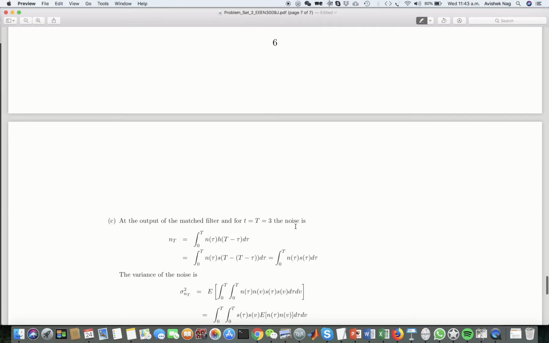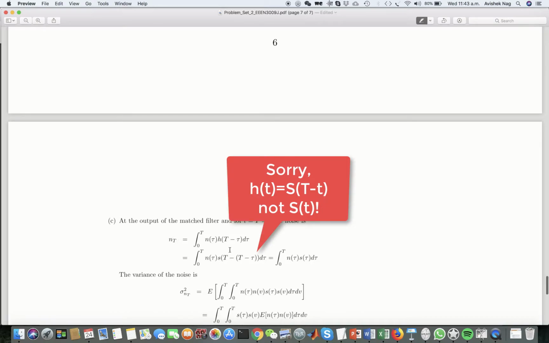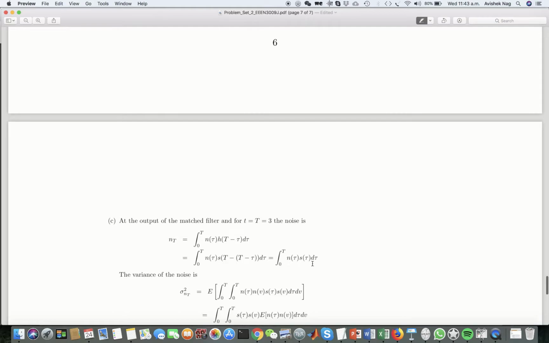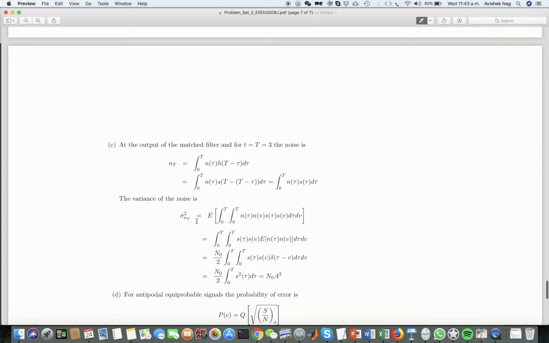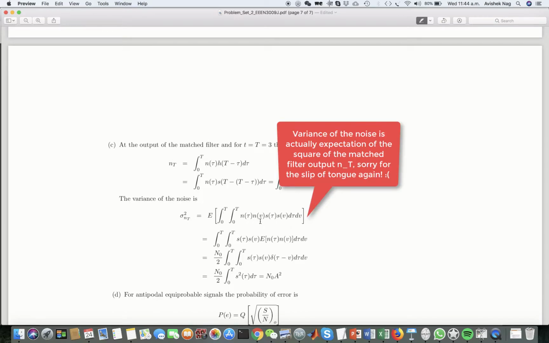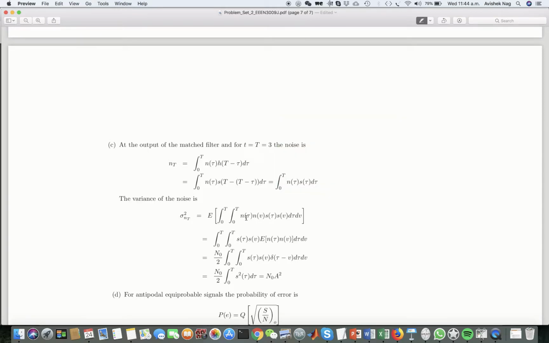At the output of the matched filter, the noise will be n(tau) convolved with h(t). Again your h(t) is basically s(t), so what you have is a simplified expression: n(tau) times the signal s(tau), integrated from 0 to T. So the variance of the noise is the expectation of these terms. You are using two dummy variables here, tau and v. So n(tau) n(v), s(tau) s(v), and you are running this double integration.